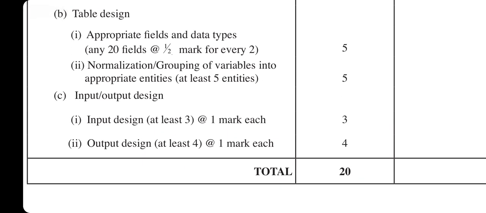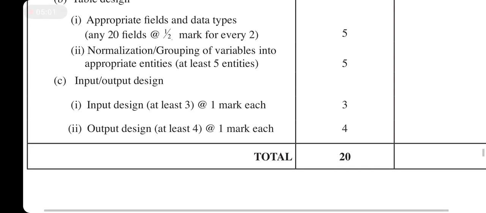Normalization and grouping, you know how to do it in Microsoft Access. You show how you've done it, give you another 5 marks. At least you should have 5 entities normalized.